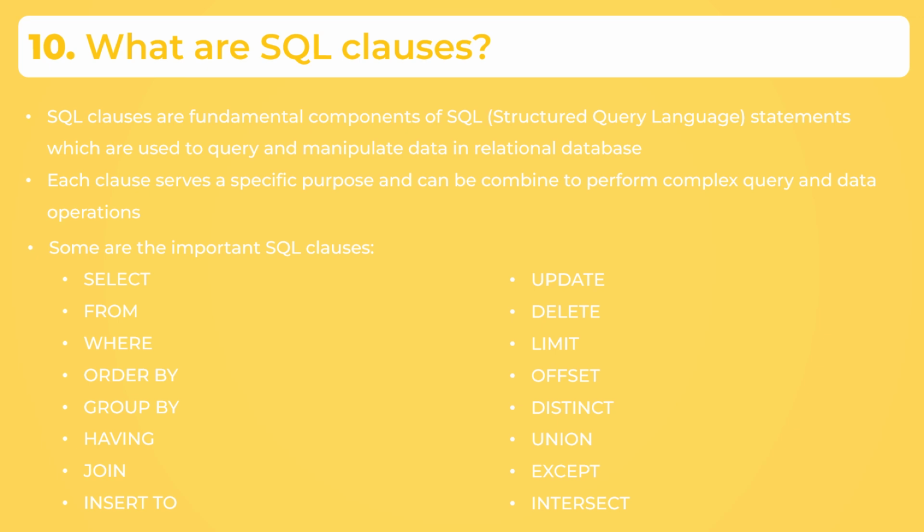Next one is, what are SQL clauses? SQL clauses are fundamental components of SQL, structured query language statements, which are used to query and manipulate data in a relational database. Each clause serves a specific purpose and can be combined to perform complex queries and data operations. Some of the important SQL clauses are select, from, where, order by, group by, having, join, insert into, update, delete, limit, offset, distinct, union, except, intersect.